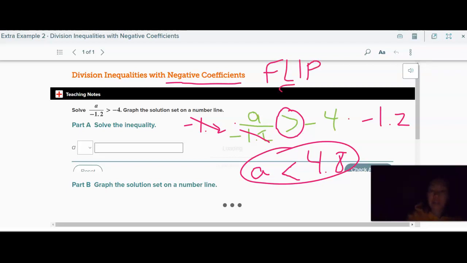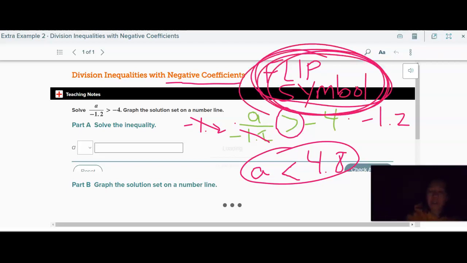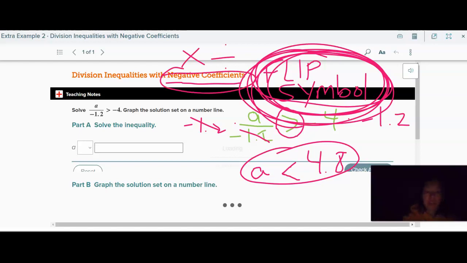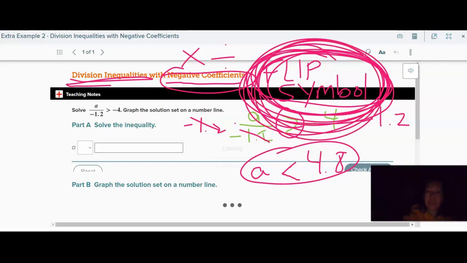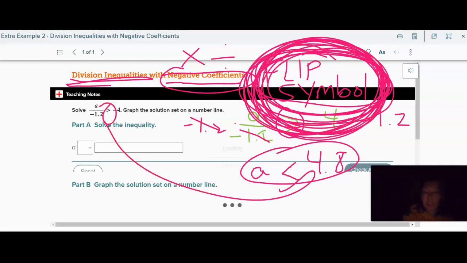So the only difference when you multiply or divide both sides by a negative number is that you have to flip the symbol. Always, always flip the symbol when you multiply or divide by a negative coefficient when solving inequalities. Don't forget to flip the symbol. This greater than becomes a less than.